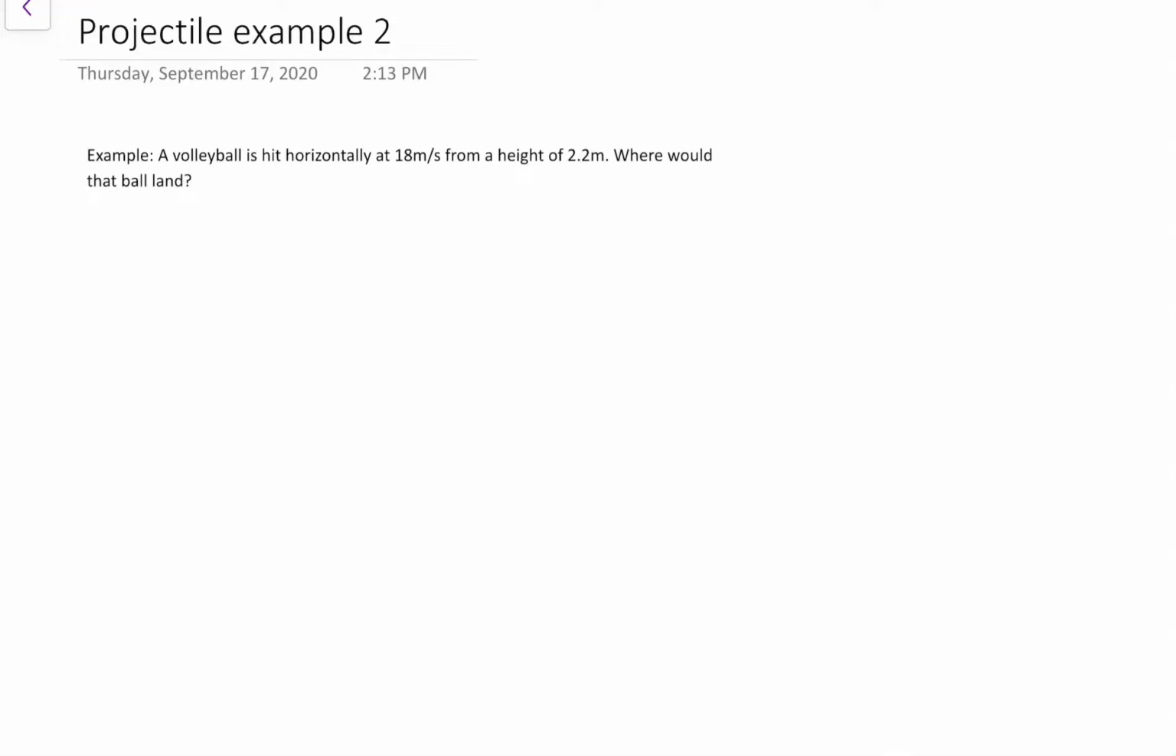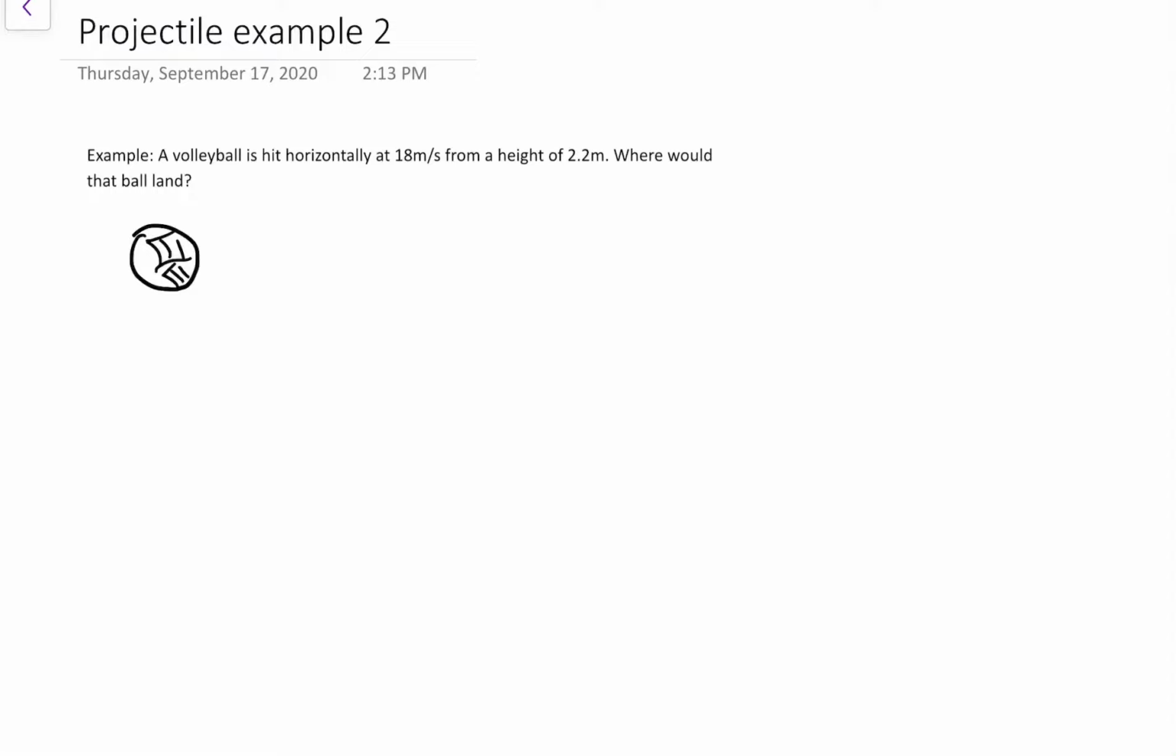Okay, another projectile motion problem. We'll tackle it from scratch and I'll try and talk you through it again. This time, switching things up, we've got a volleyball. I'm not so good at drawing volleyballs. They've got those panels kind of like that. That's as good as my volleyball is going to get.